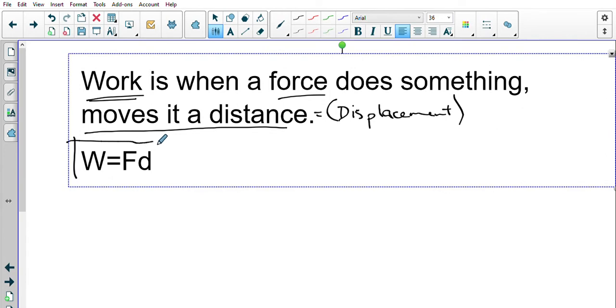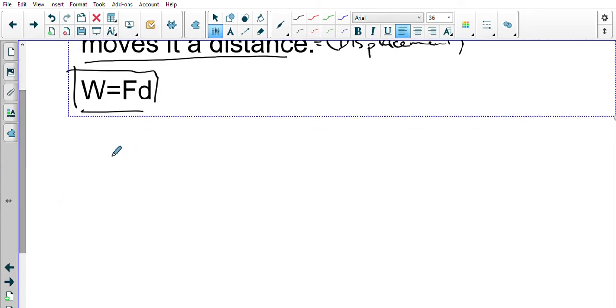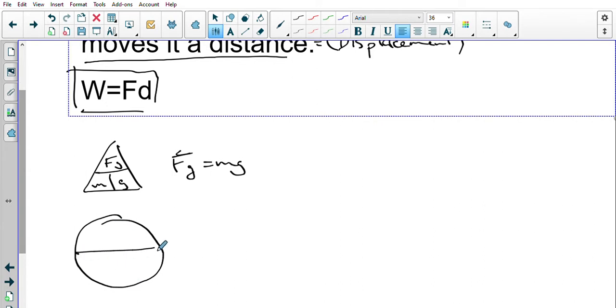And this is the equation that we use. W is equal to Fd. And so, while we had Fg is equal to mg, and we used a triangle, let's use a circle. And we're going to do the same thing. But here our work is equal to our force times our distance. W is equal to Fd. And so what's single by itself is on top, and what's multiplied together is on the bottom.